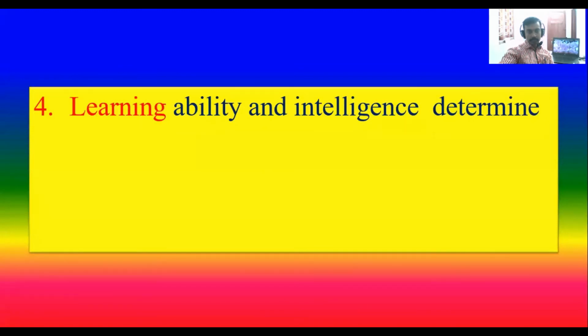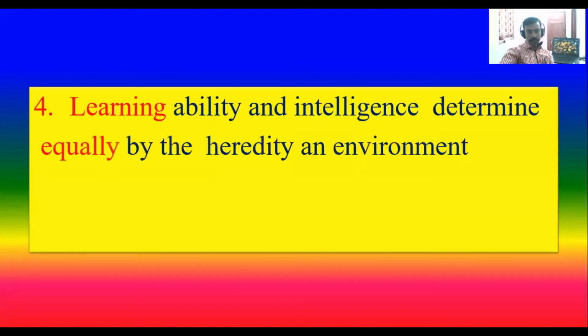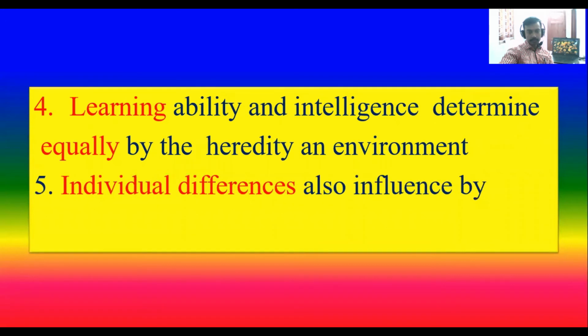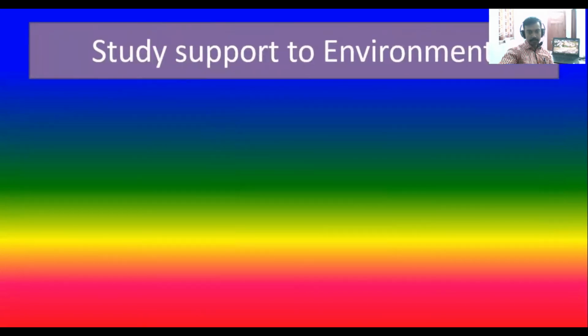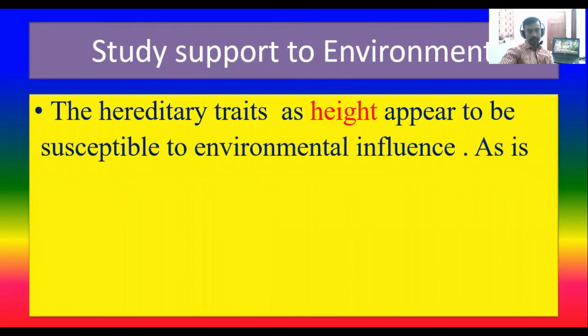Fourth point is that learning ability and intelligence are determined equally by heredity and environment. Fifth, individual differences are also influenced by heredity and environment. Then studies support the environment, for example, height.